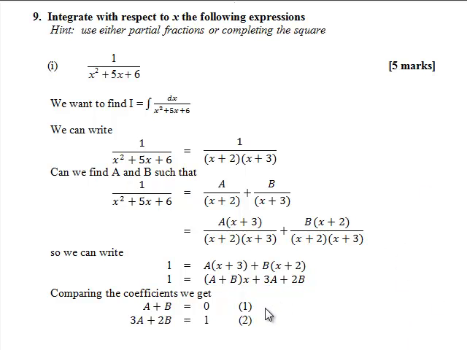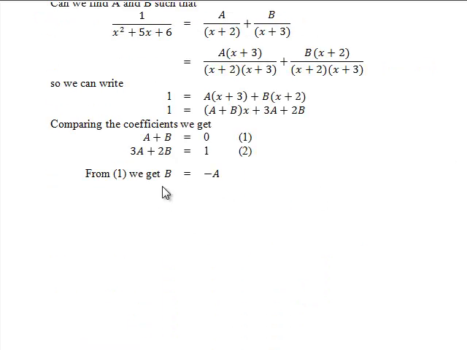Now from the first equation here, we can see that a equals minus b, and I've run out of space, so let's move this up a little bit. b equals minus a, and substituting that into equation 2 here, we can see that 3a minus 2a is equal to 1, so a is equal to 1, and if a is equal to 1 from this one, b is equal to minus 1.